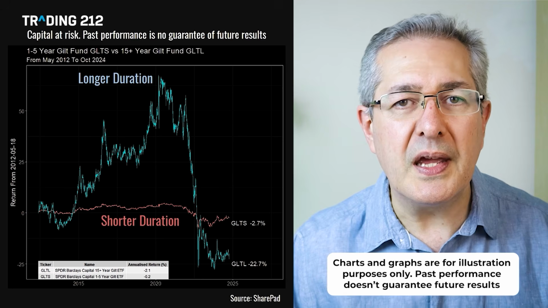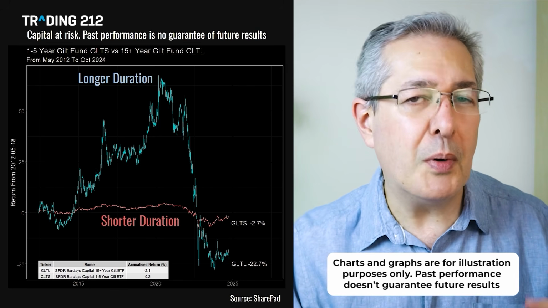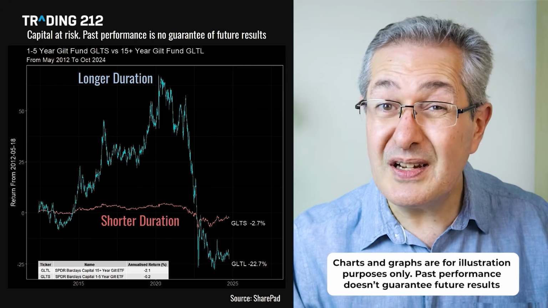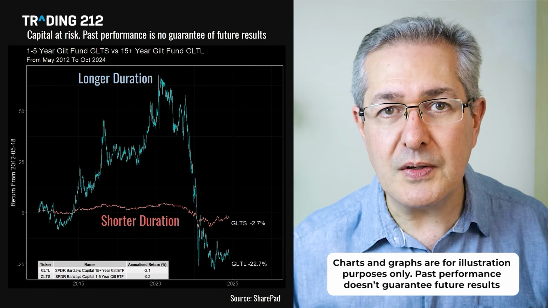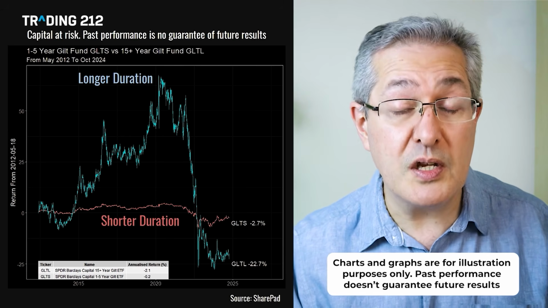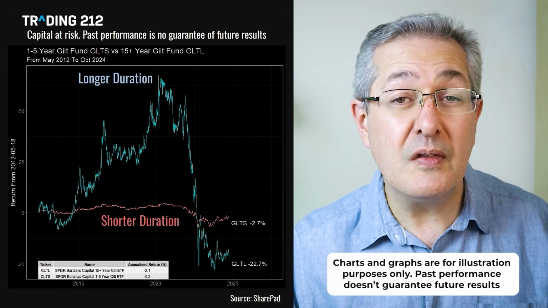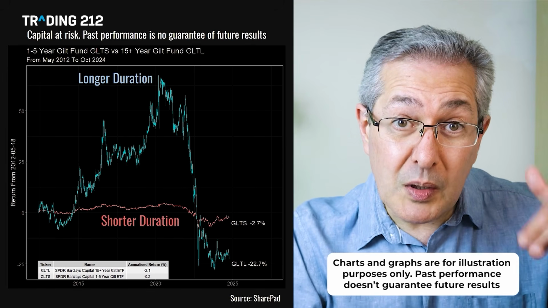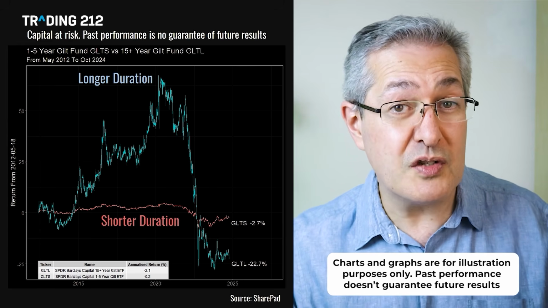The result of all this is that as interest rates move up and down, the price of your bond funds, your single bonds as well, will also fluctuate. Greater duration means larger fluctuations in the price of your bond. So here you can see two UK government bond funds to illustrate that. Note that the shorter duration bond fund, which is shown in red, has smaller price fluctuations than the longer duration bond fund, which is shown in blue.